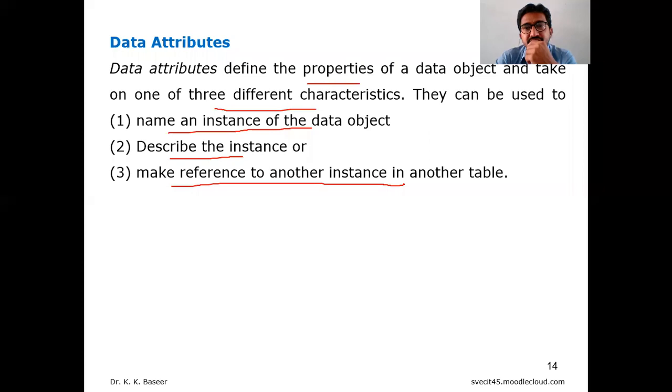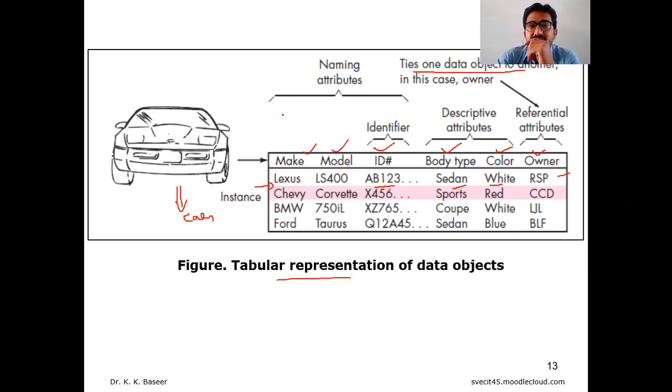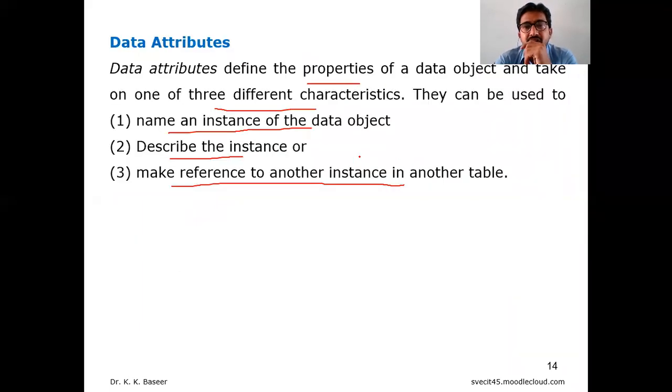So data attributes define the properties of a data object and take one of the three characteristics. Either they name an instance, or they describe it with the help of descriptive attributes, or they make referential attributes to connect to another instance. That's what we have seen in this example, right? In this table we have naming attributes, descriptive attributes, referential attributes, and identifiers to make sure of an instance. So that is about the data attribute.